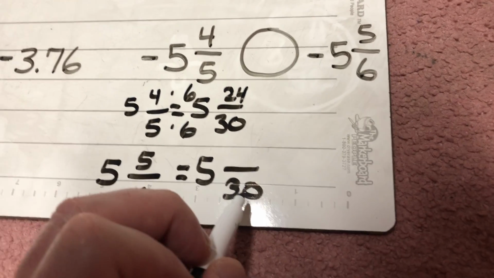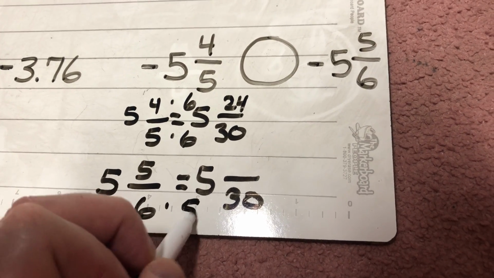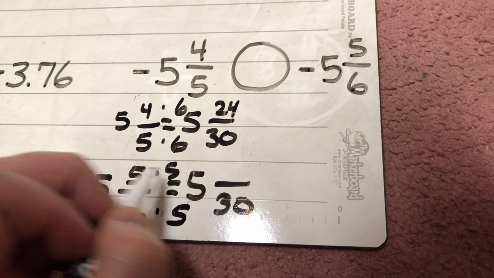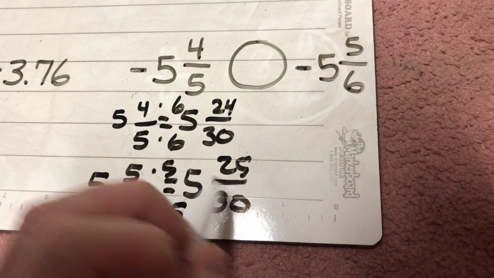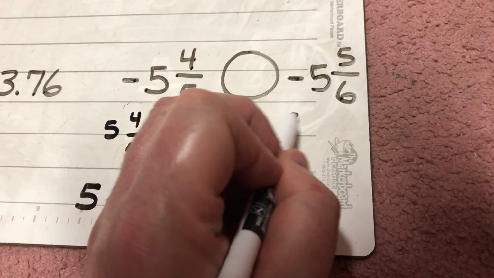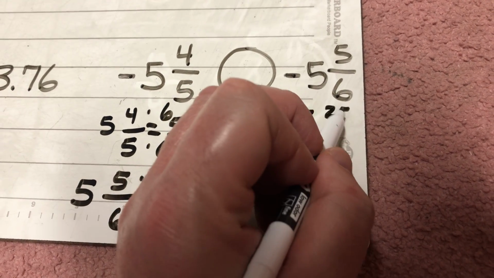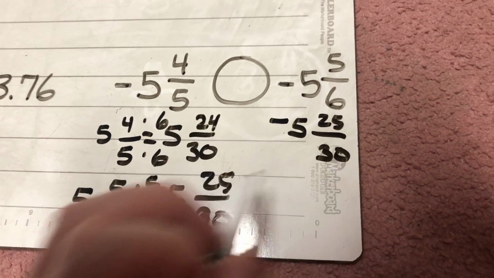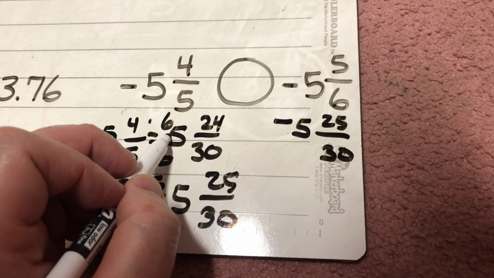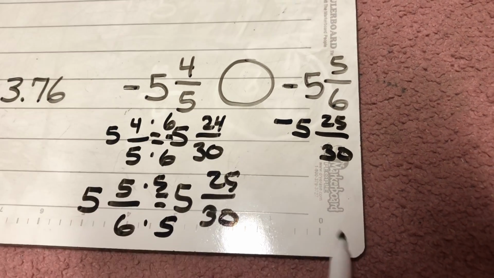I did 6 times 5 to get 30, so I have to do 5 times 5 to get 25. This is actually negative 5 and 25 over 30. This one is your negative 5 and 24 over 30.